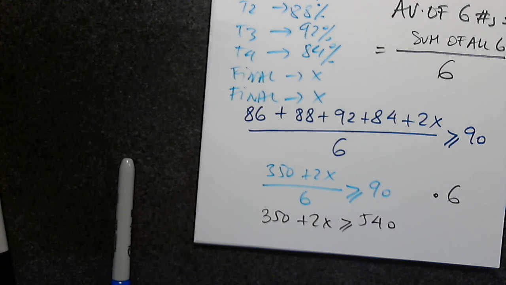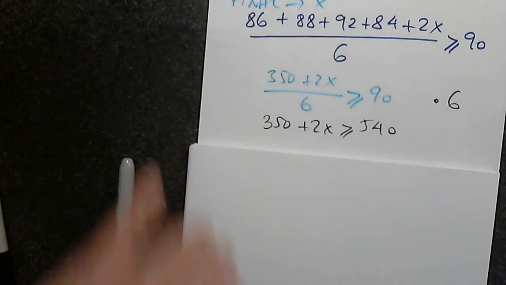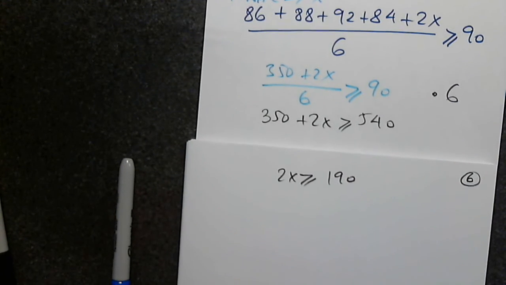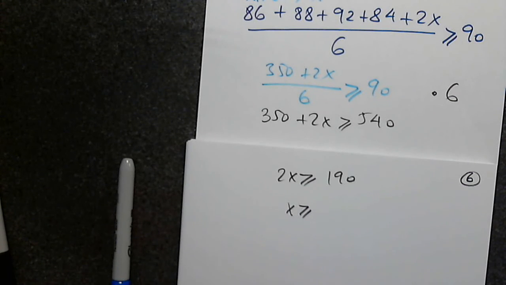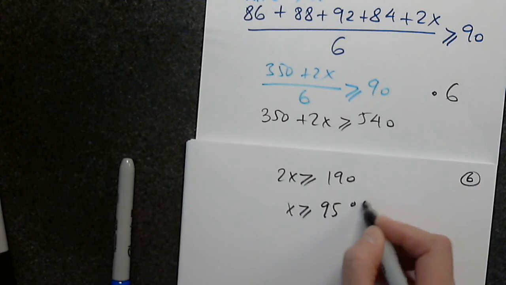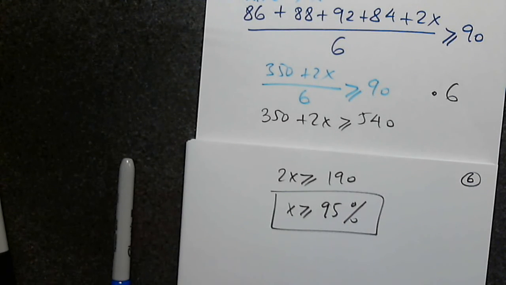Good. Now we are going to subtract 350 from both sides. When we subtract 350 from both sides, we get 190 on that side, so 2x is greater than or equal to 190. Final step: x must be greater than or equal to 95. So in order to keep an A average for this course, we have to make sure that the final exam grade is at least 95. And then we're guaranteed to get an A in the class. Perfect. Any questions?